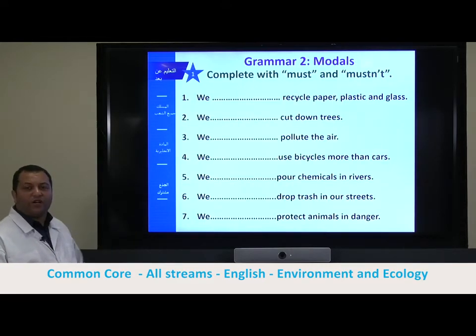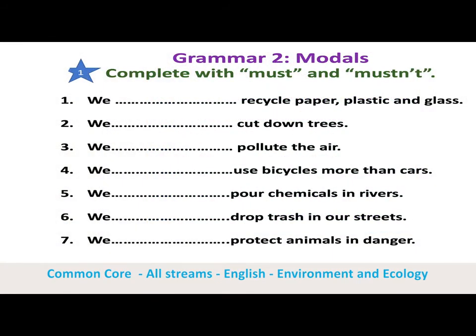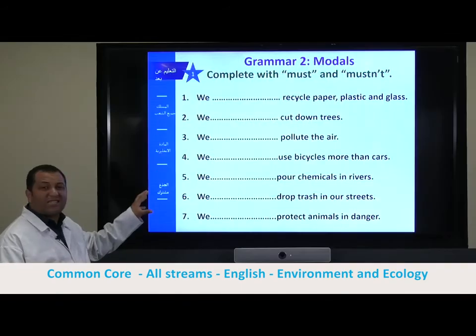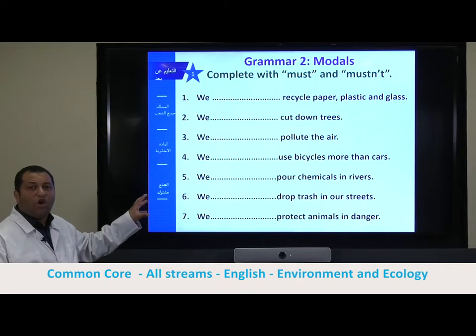Now, let's move on to a new grammar lesson. This lesson is modals or modal verbs. During the presentation of the lesson, we presented modals: must, mustn't, have to, and don't have to or needn't. The focus of this lesson is mainly to express obligation, prohibition, or lack of necessity.